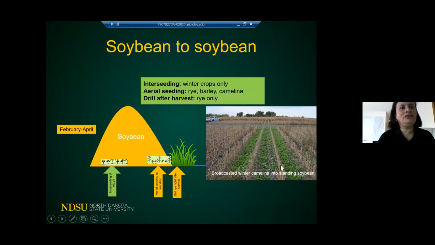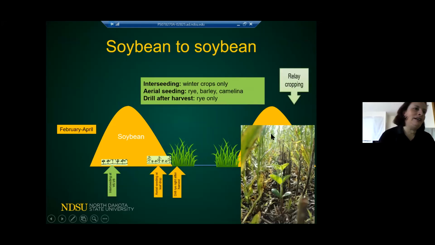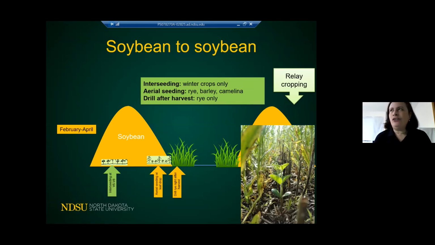So when I have this soybean, I got a green cover, right? A green cover. And then next year I'll plant soybeans and I'll show you a different system that we have, we call relay cropping, where next year we plant the soybeans into the green camelina before it bolts in the spring. And then the soybean starts growing while the camelina is still in there.